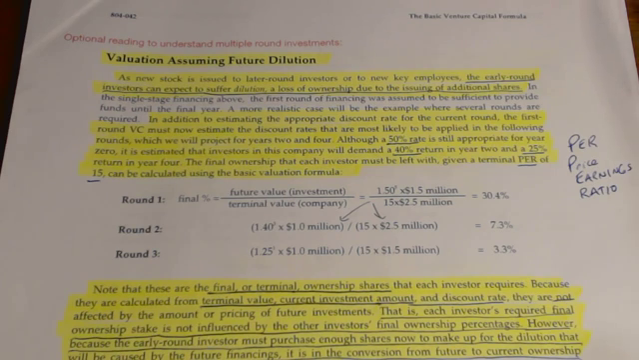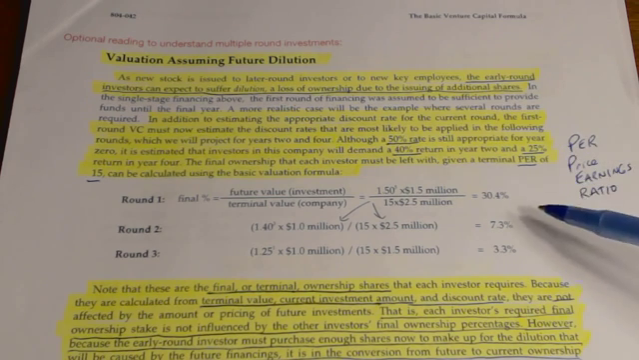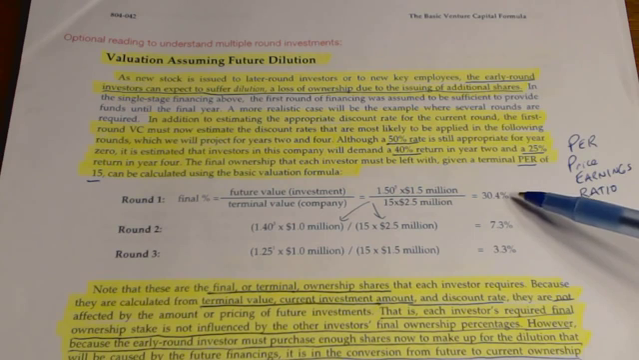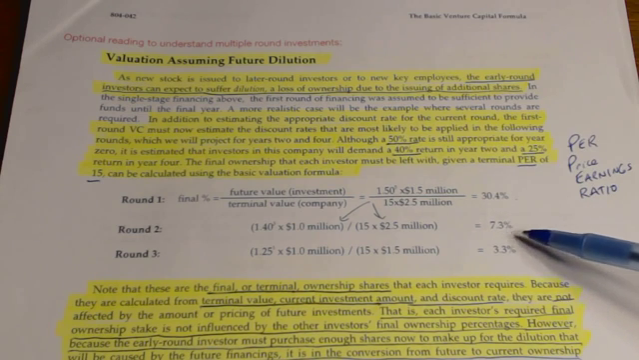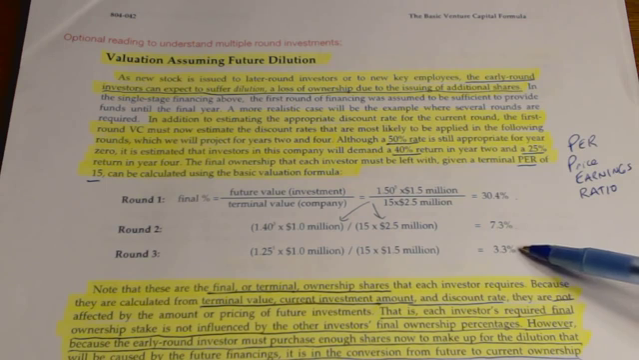round two. So they're talking about dilution and how you have to figure out if you want to own a certain percentage. Say you know there's going to be three rounds of financing, and you know you want to own 30.4% at the end. Then in round one you've got to buy more than 30.4%, knowing that they're going to sell 7.3% in round two and 3.3% in round three.